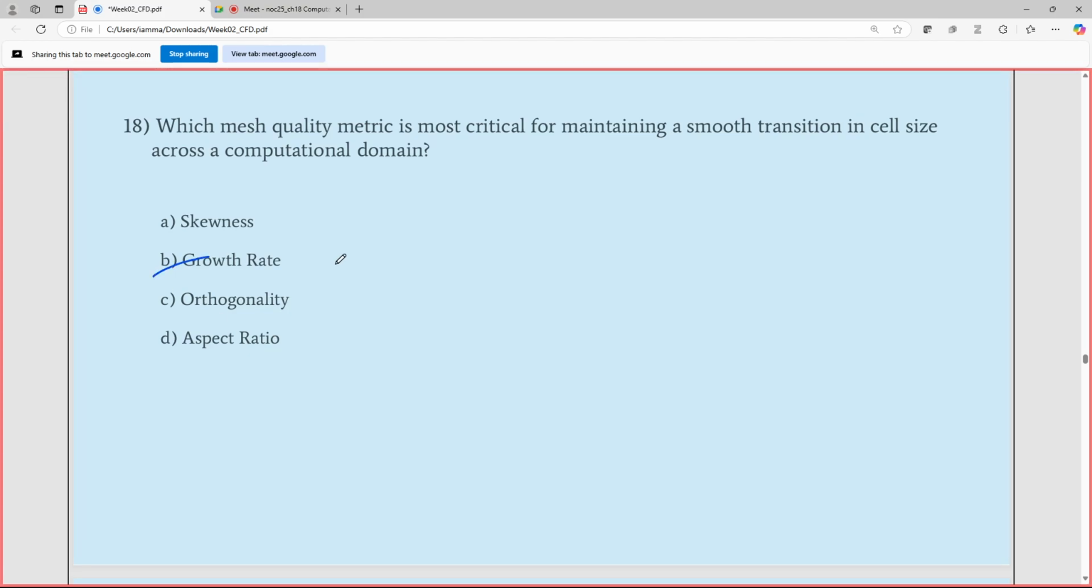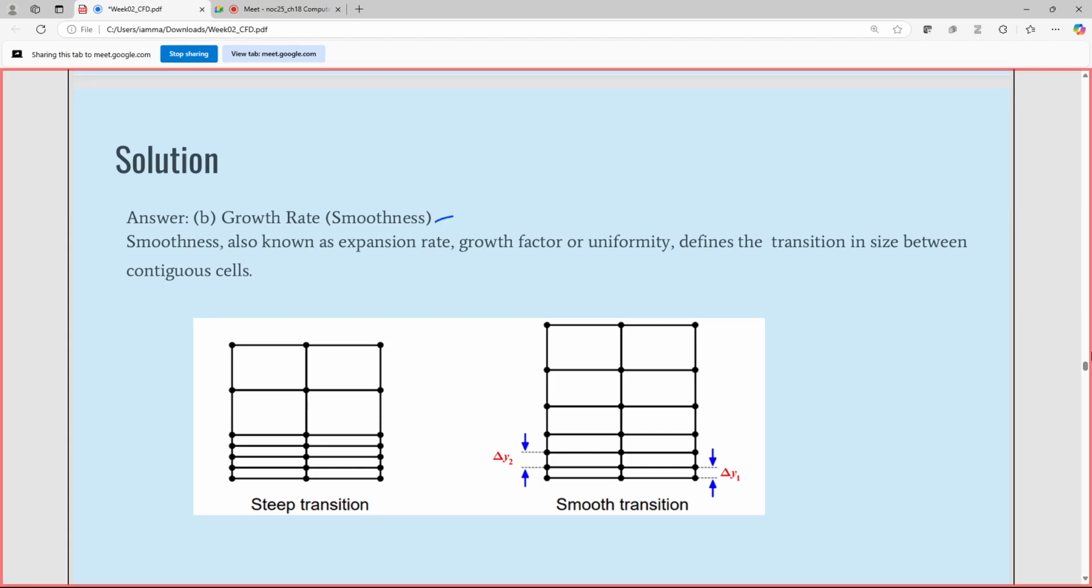Yes, the answer is option B, growth rate. Growth rate is also known as mesh smoothness. Suppose you have a dense mesh and a coarse, or less dense, mesh in the same computational domain. Suppose this is the dense or fine mesh, and this is the coarse mesh, both in the same computational domain. Then how is it growing from one to the other? I mean, how is the transition from finer to coarser happening?